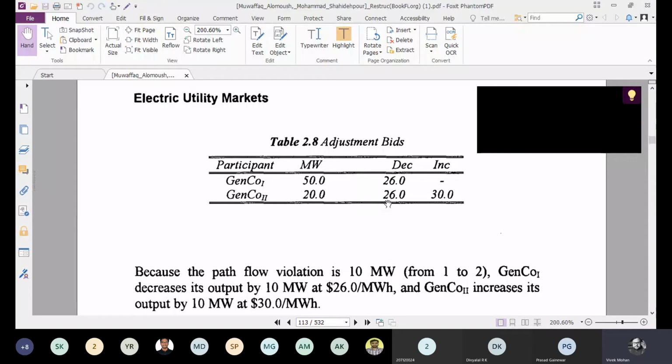Also, in zone 1 there is only one generator. If multiple generators are there and they submit multiple decremental bids, then the cheapest decremental bid will be considered as the zonal price. Similarly, if multiple incremental bids are submitted by multiple generators in a particular zone, then the costliest incremental bid will be considered as the zonal price. Okay, so that is a guideline used in the California market.